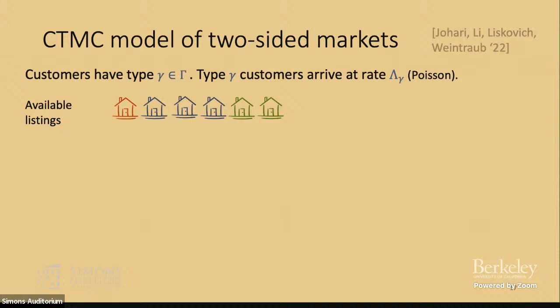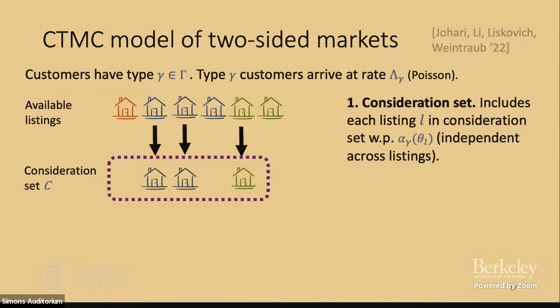When they come, there's going to be some set of available listings on the platform. And customers will interact with these listings. So first, the customer will form some sort of consideration set. You can think of this as, what does the customer even see on the platform as a result of search and recommendation systems? And here, each of these listings is included in the consideration set with some probability alpha. Alpha can depend on both the customer and listing type. Oh, and listings can also have different types. This can represent things like number of bedrooms they have, location, things like that.